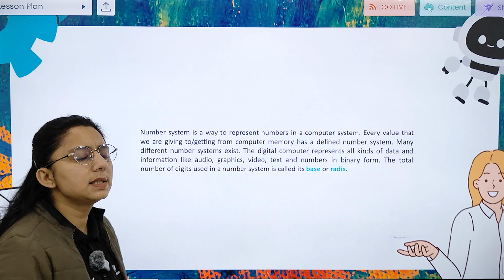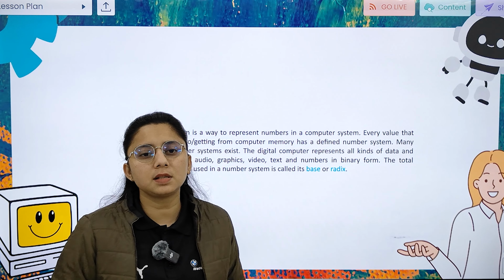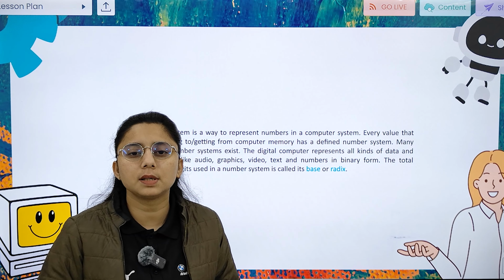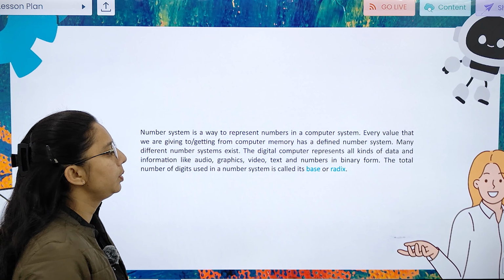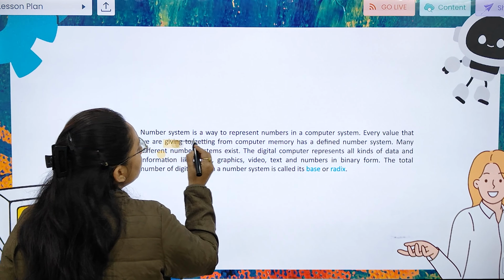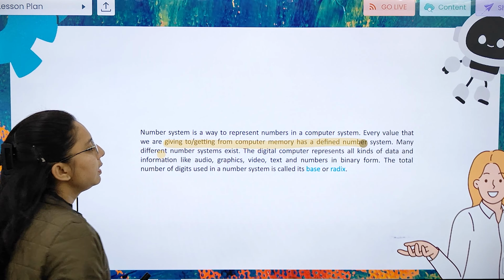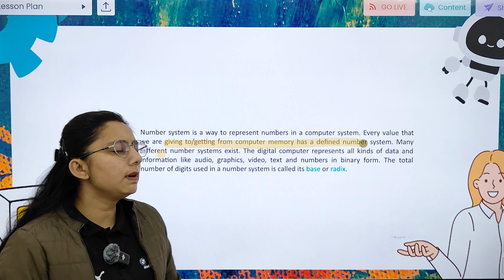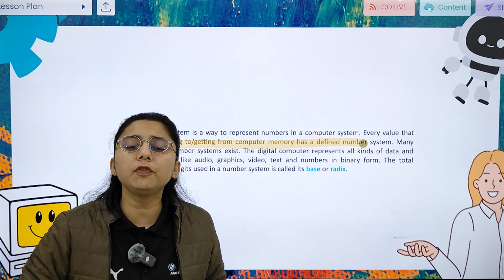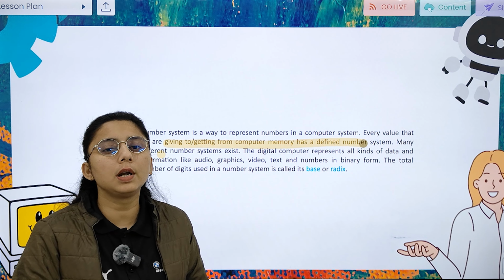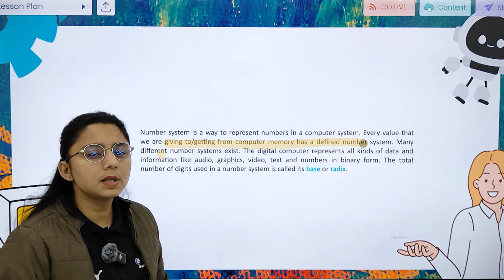Now, a number system is a way to represent numbers. What is a number system? It is the way we represent our numbers in a computer system. Every value is taken from computer memory. They have defined our number system. Whatever we are giving to or getting from the computer, what is it called? It is called the number system.